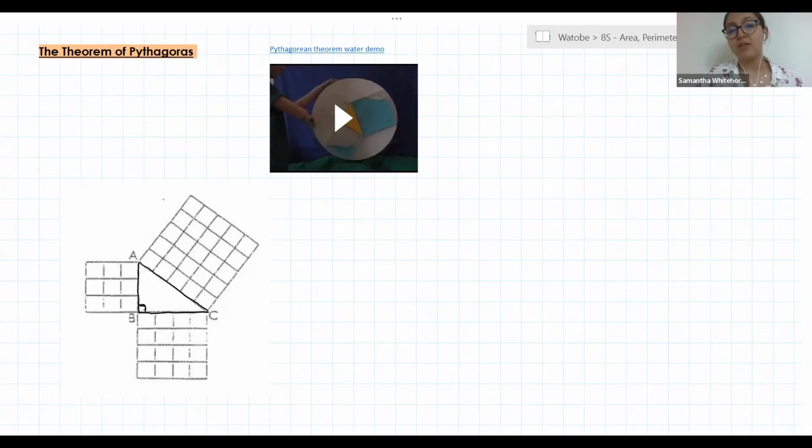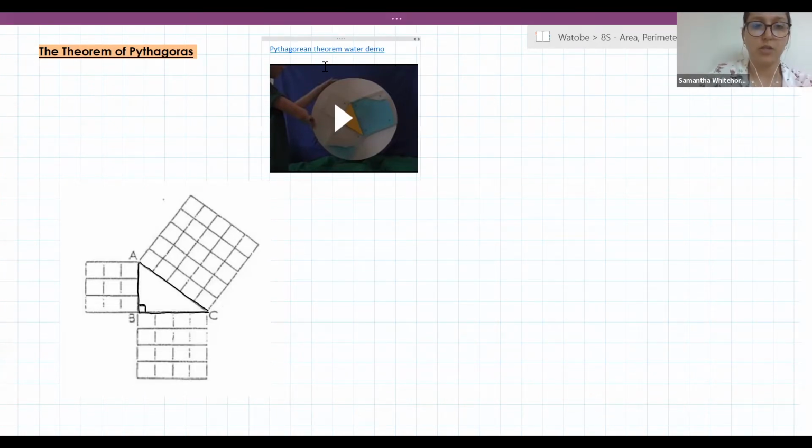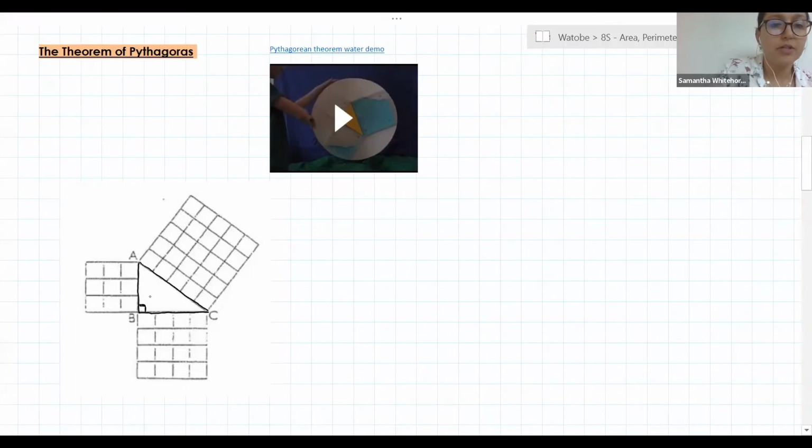Now, Pythagoras' theorem states that we would take the hypotenuse squared. We need to know what the hypotenuse is. The hypotenuse is always the side opposite the right angle, and it is the longest side. So in this case, AC is my hypotenuse.